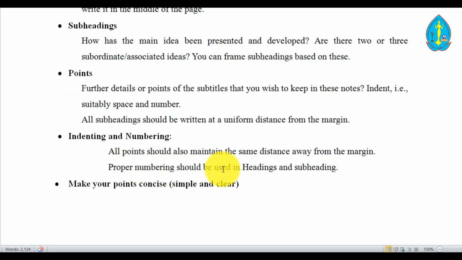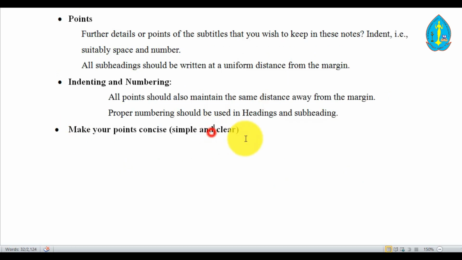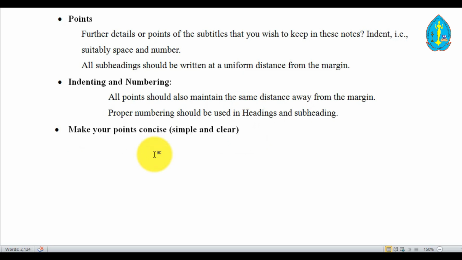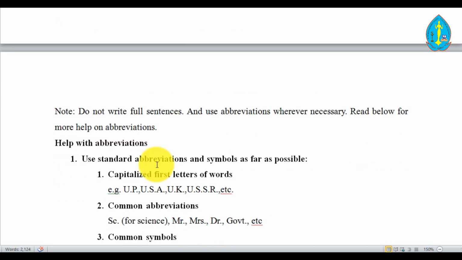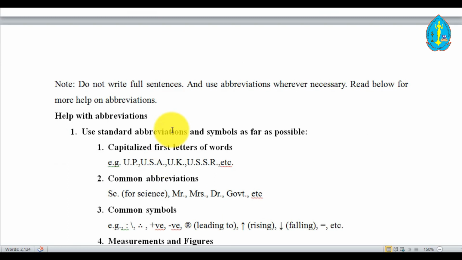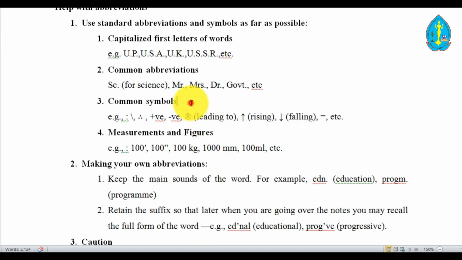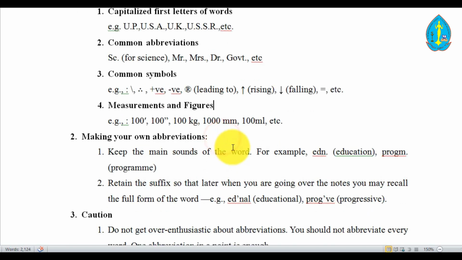And proper numbering should be used in heading and subheading. Above all these things, make your points concise. Make your points clear and simple. Do you understand? And when we make notes, it is not only words that we use. We can also use symbols and abbreviations. So use standard abbreviations and symbols as far as possible. Capitalized first words are considered to be acronyms, and you can use common abbreviations, common symbols, measurements and figures. So everything is possible.